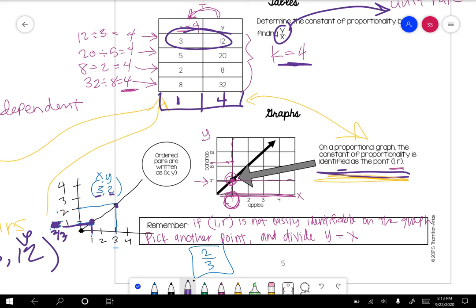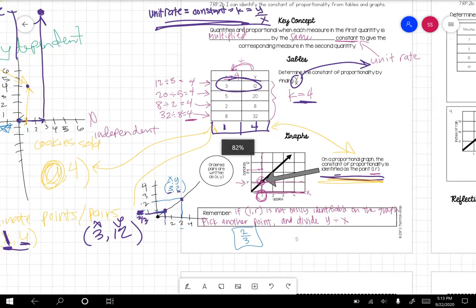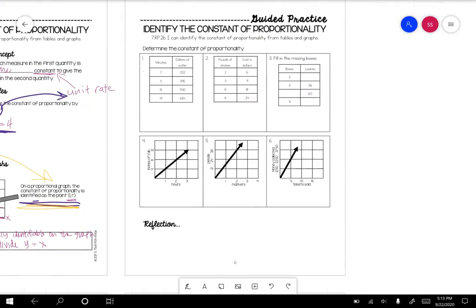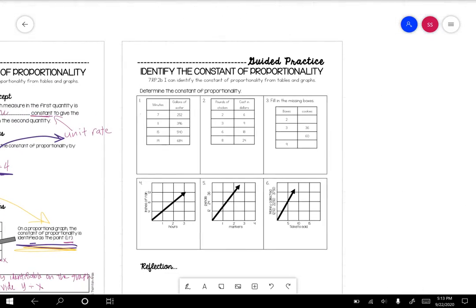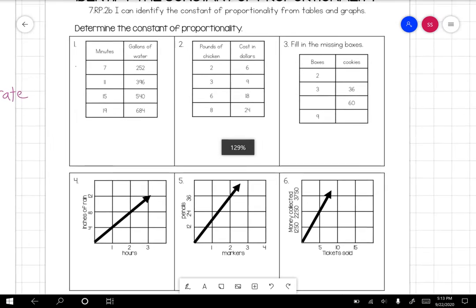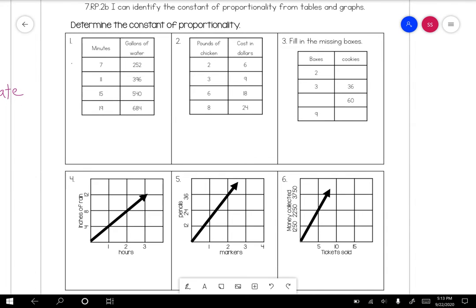Okay, hopefully that makes sense and helps you out a little bit for this page. So basically, we're going to be identifying the constant in tables and graphs. Okay, I'm going to go over one of each with you, and I'll let you do the rest. Okay, so let's start with the first one here. Number one.